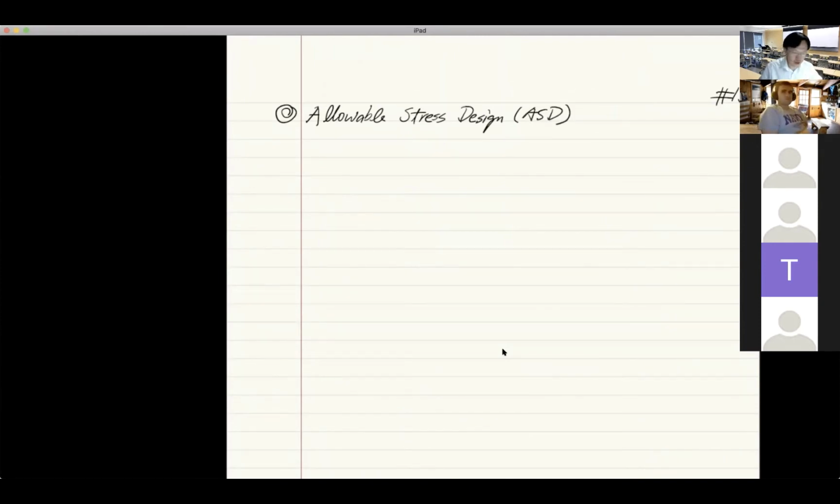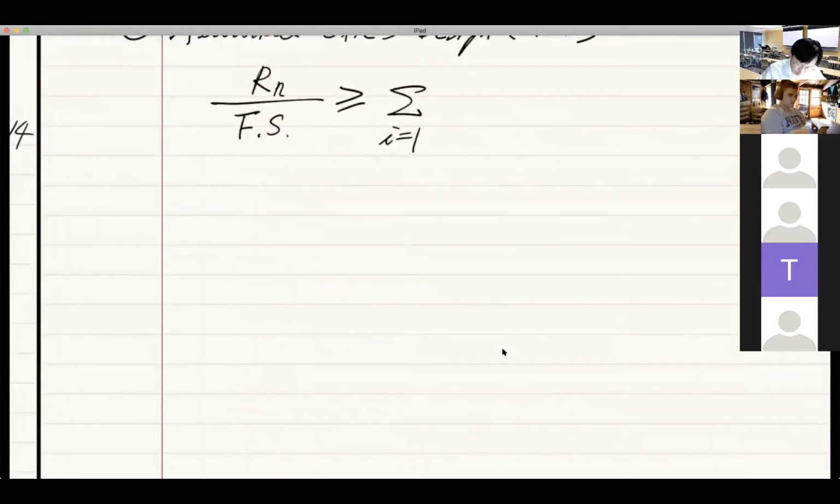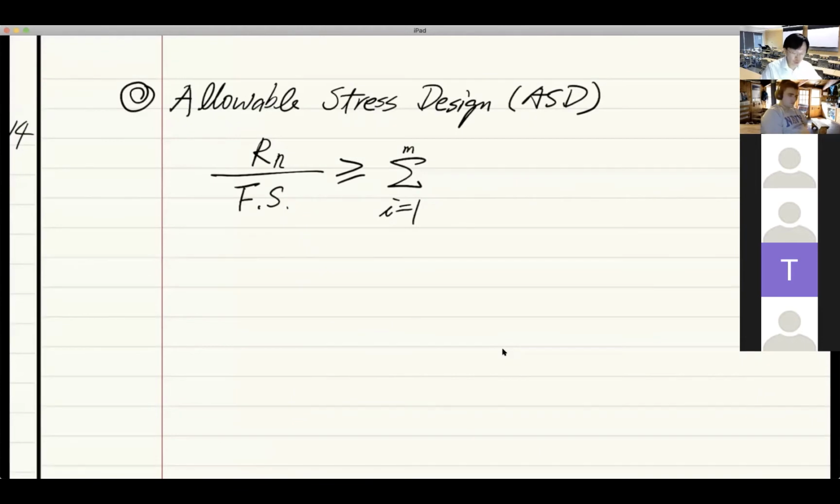In allowable stress design, the concept for achieving what we call safety margin, or preserving structural redundancies, is by the following expression. You can also find this from the steel design book: capital R sub n, that means your minimum strength, divided by the factor of safety. And this ratio must be greater than the summation of all your nominal working stress. So that is Q sub n sub i.